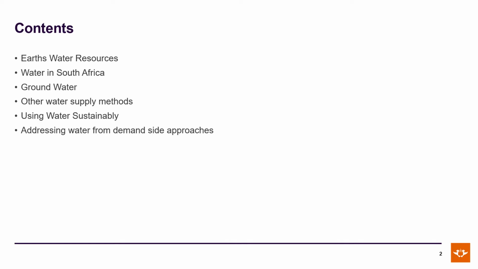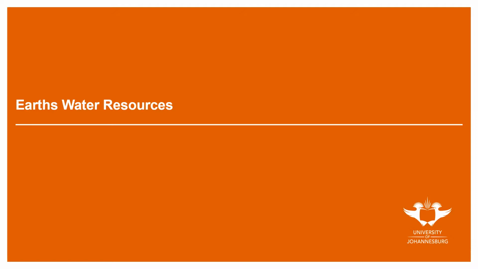So we'll start with looking at Earth's water resources, and then discussing water in South Africa in general. And also just having a look at groundwater, because that has its own domain. And we'll look at water supply methods, other water supply methods, and we'll then have a section on using water sustainably. And then from there, move on to addressing water from a demand side approach. Okay, so to start off with, let's have a look at Earth's water resources.